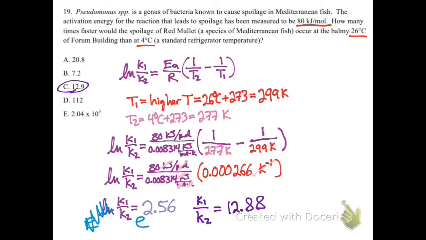So this kind of showcases the importance of keeping things in the refrigerator. The spoilage goes a lot faster if things are held out at room temperature.